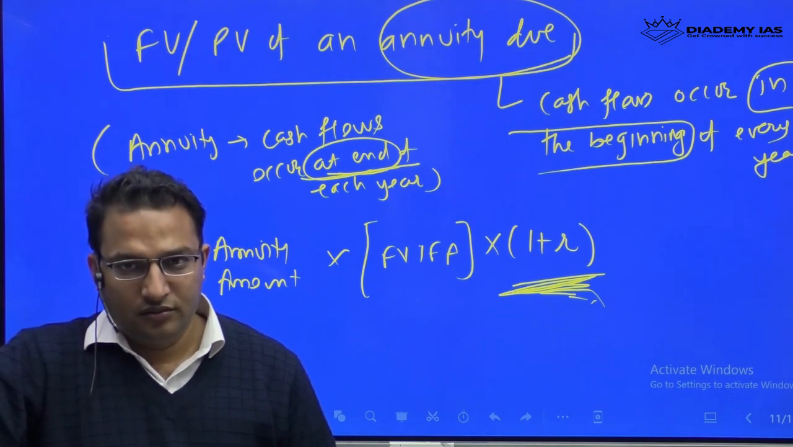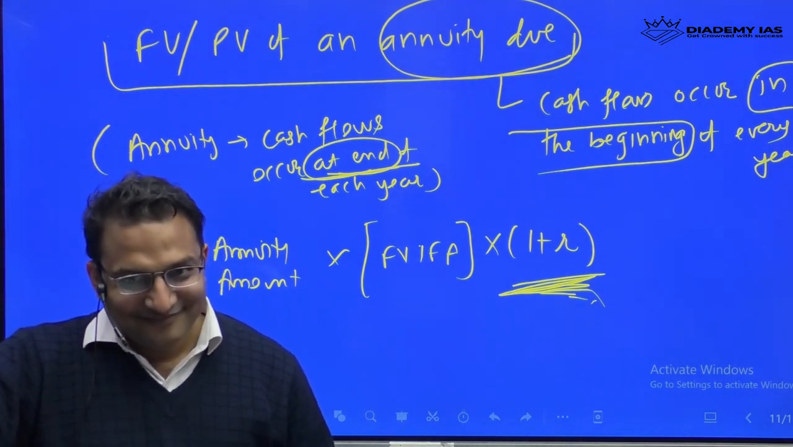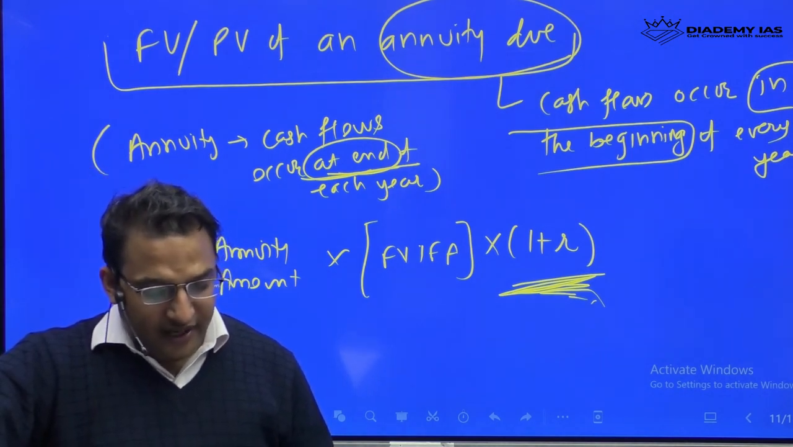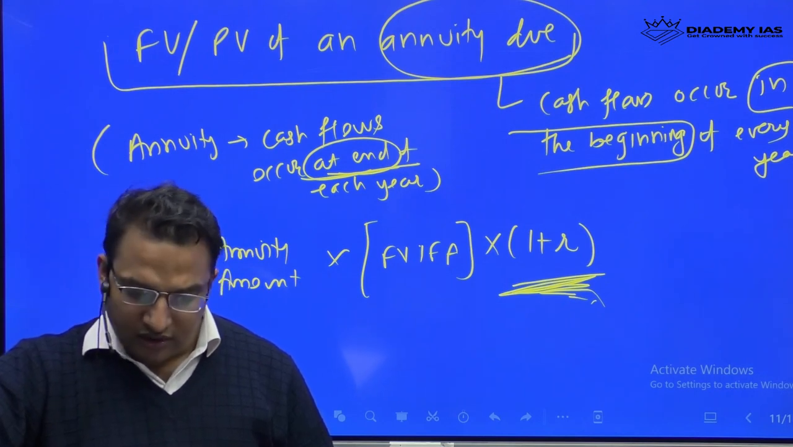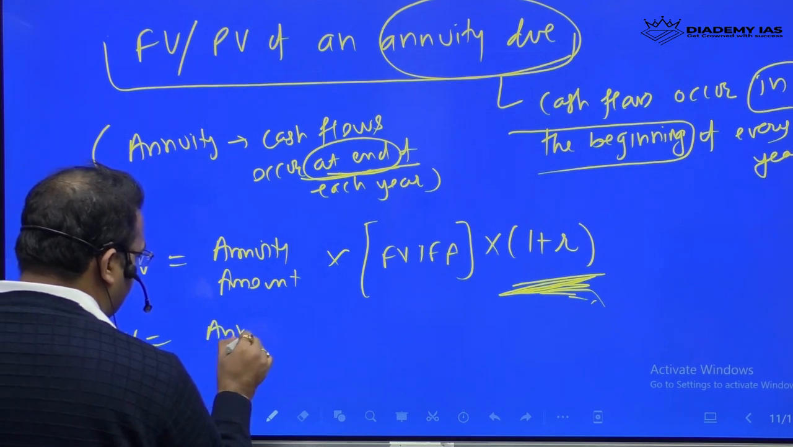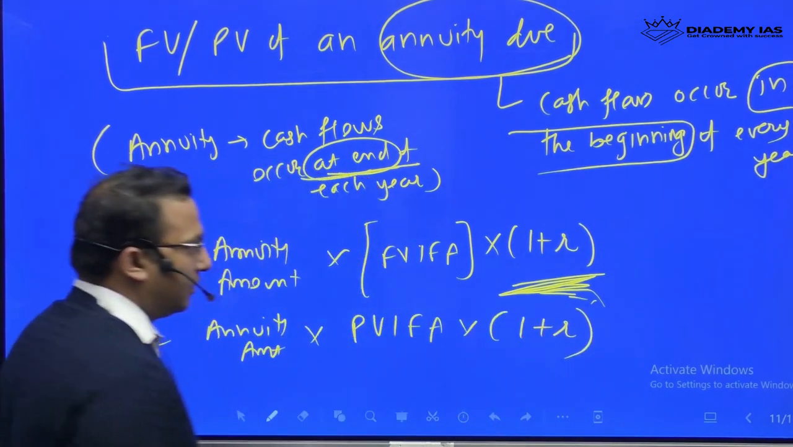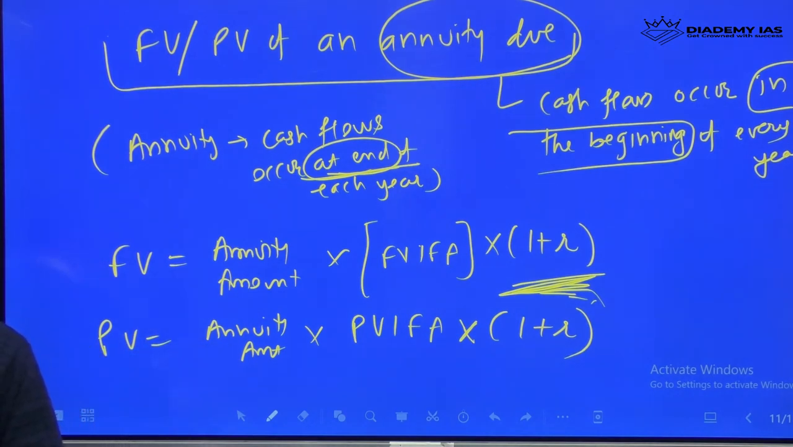Now present value of an annuity. Please come to the next page, 2.17. Example 12. You should bring everything with you, okay? Example 12. Mr. X has to receive an amount of 10,000 in the beginning of the next 3 years starting from now from a sum invested at 10% rate of interest. Find the present value of sum assured. In this case also it is very simple. Present value is equal to your annuity amount multiplied by present value interest factor of annuity multiplied by 1 plus r. Here also we will do the same thing. So you can see 10,000 multiplied by 2.487 multiplied by 1.10.